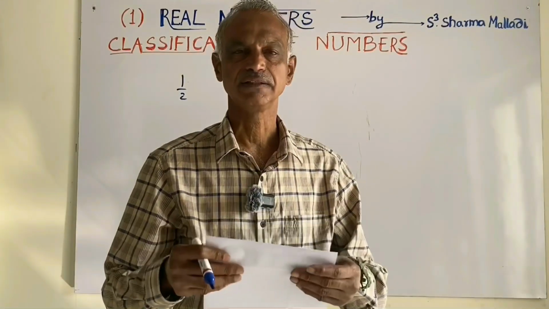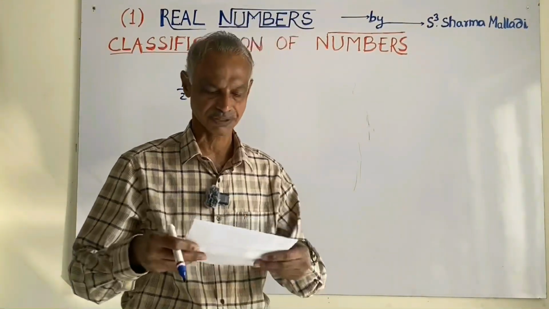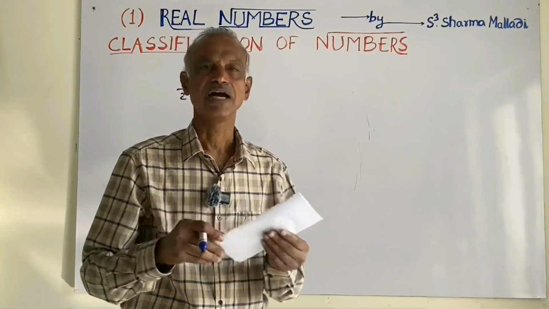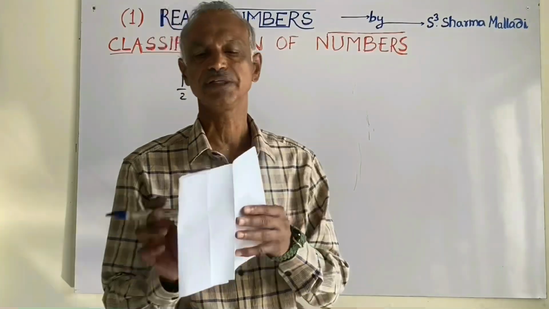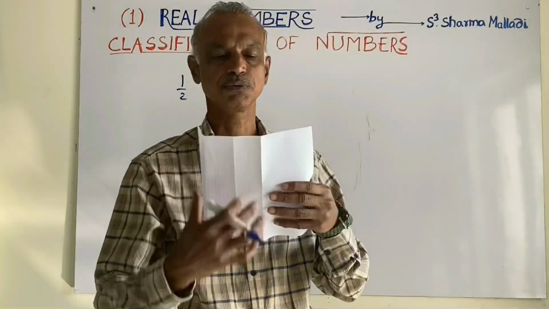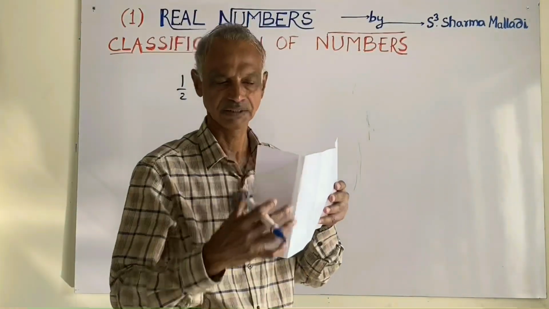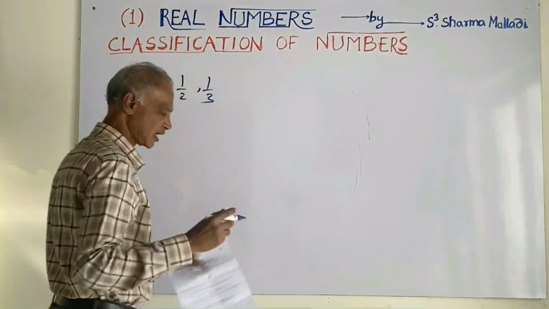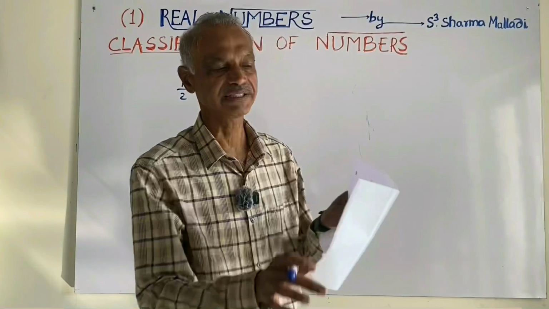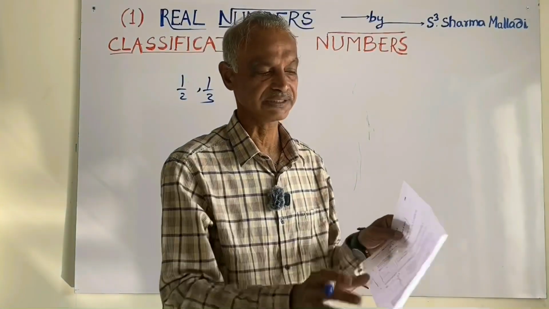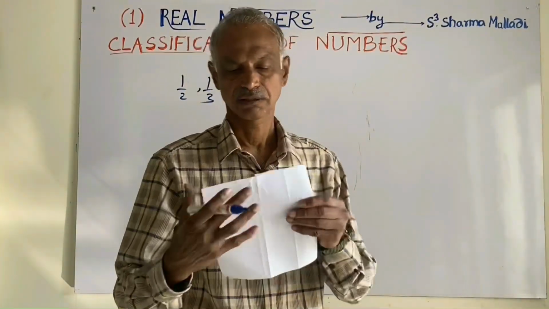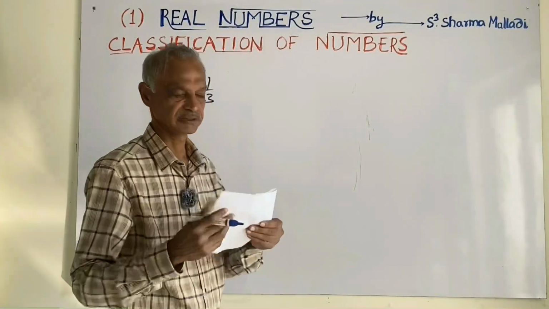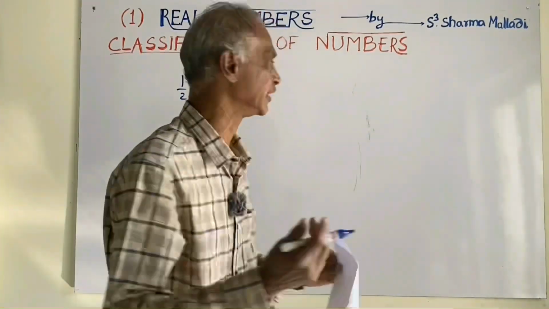I will divide this page into three parts. I divided this page into three parts: 1, 2, 3. How can you represent this part? This part is 1 by 3, and 1 by 3, 1 by 3. This is 2 by 3: 1 by 3 plus 1 by 3 is 2 by 3.